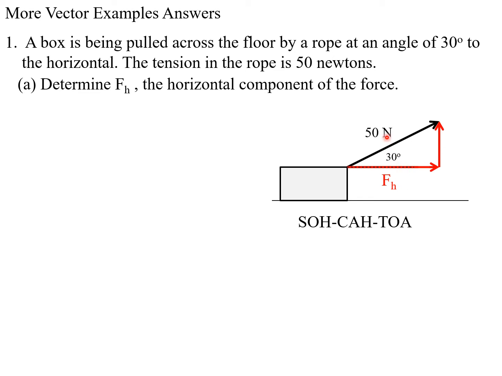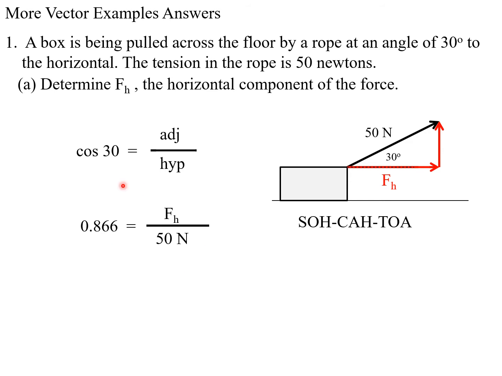So adjacent and hypotenuse are related by the cosine function. So the cosine of 30 is equal to the adjacent over the hypotenuse, the adjacent being force horizontal, and the hypotenuse being 50. So we get this relationship. And my calculator told me that the cosine of 30 is equal to 0.866. Make sure your calculator is in degrees instead of radians, because it needs to be in degrees to give you the proper value.